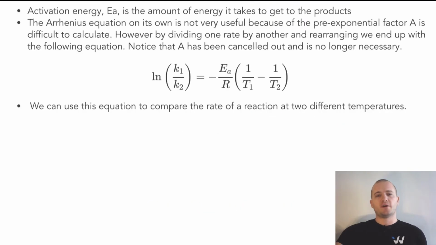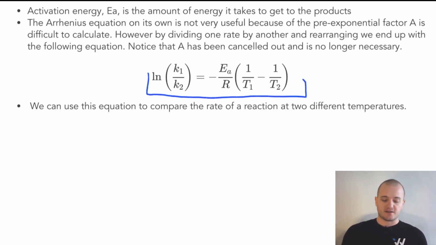On its own, the Arrhenius equation is not particularly useful. And the reason for that is that it's hard to predict the pre-exponential factor A. However, if we take two Arrhenius equations at two different temperatures for the same reaction, and we divide them by each other, the pre-exponential factors cancel out, and you can rearrange it into this equation here, where now we have no pre-exponential factor, and we can simply relate the two rates at two different temperatures to the activation energy.